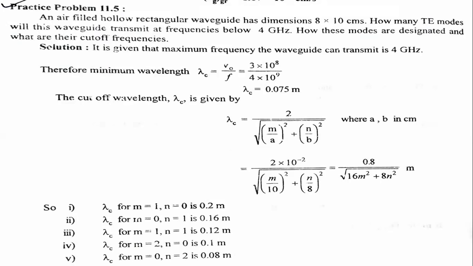An air-filled hollow rectangular waveguide has a dimension of 8 into 10 centimeter. How many TE modes will this waveguide transmit at frequency below?